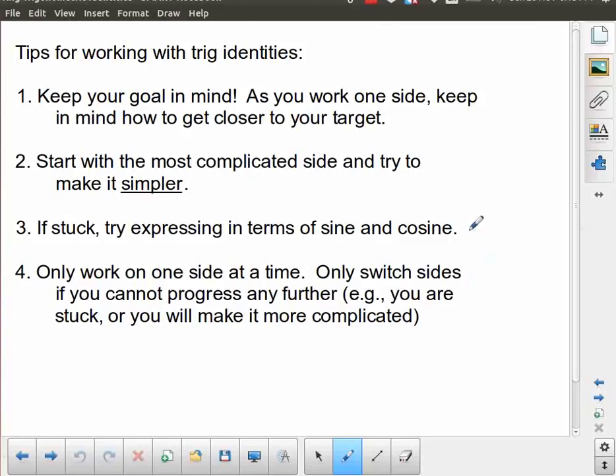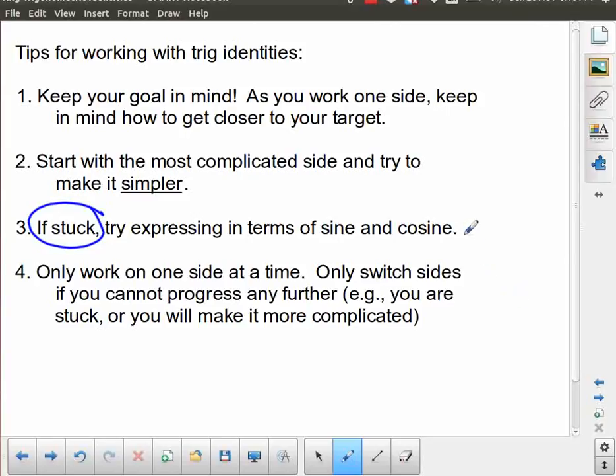I don't want people to automatically go to my third piece of advice here, which is if you're stuck, try expressing in terms of sine and cosine. I do say if you are stuck. Unfortunately I'm stuck because my pen is not responding here. There we go. Okay, so if you are stuck, try expressing in terms of sine and cosine.